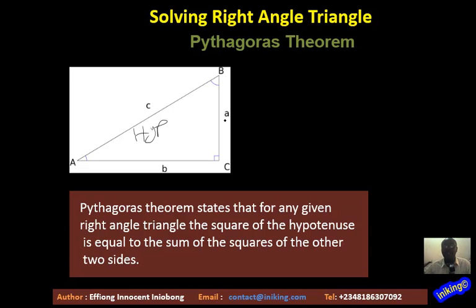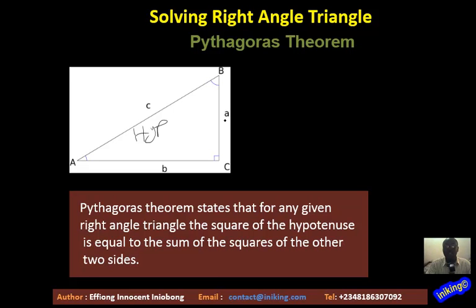Other adjacent sides. But we won't be using those terms for now. Let's just focus on the hypotenuse. Some people say that the hypotenuse is the longest side. Of course, it ends up being the longest side since it's facing the largest angle, being 90 degrees.